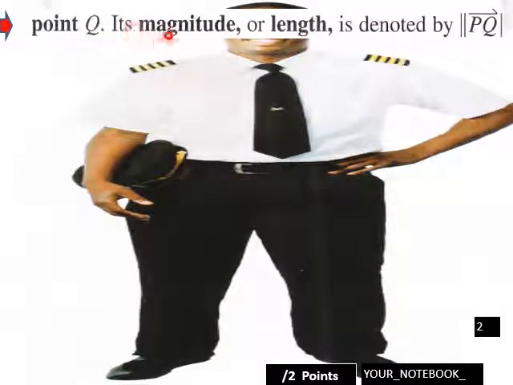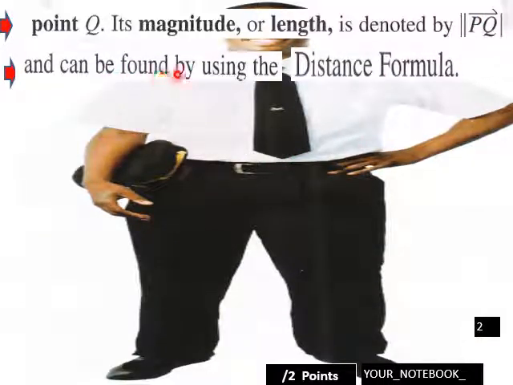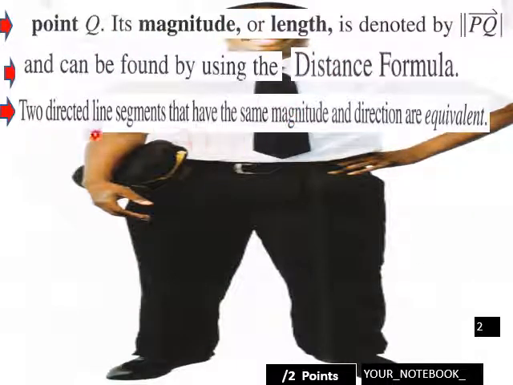Its magnitude or length is denoted by this symbol here. Magnitude and length here are two key words. You've got 2 bars here and then 2 bars over here, and then you have your half arrow up here. And it can be found by using the distance formula. So we're going to bring back the old distance formula way back from 6th grade math.